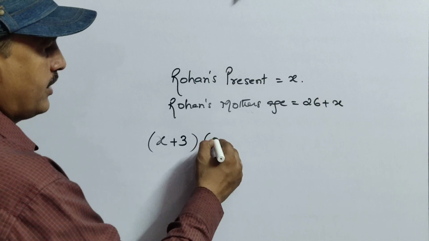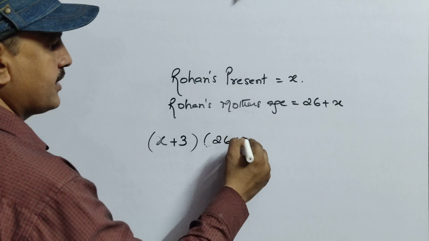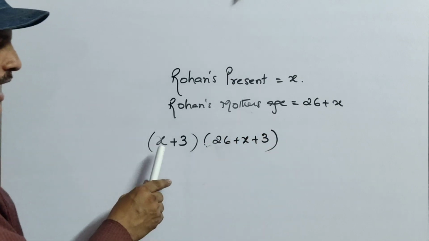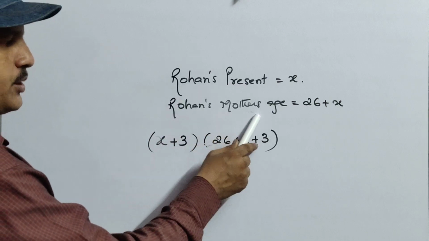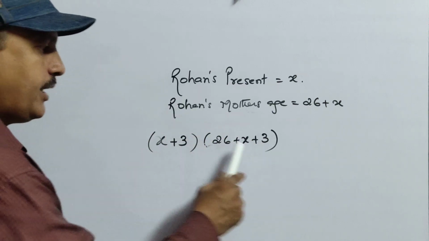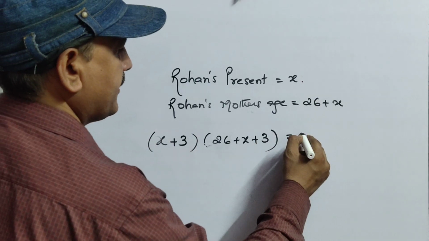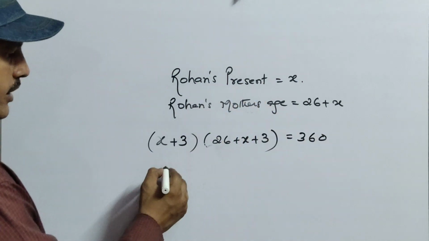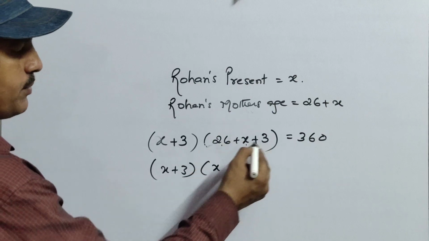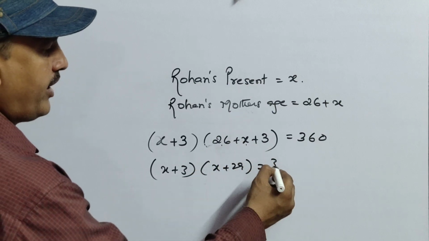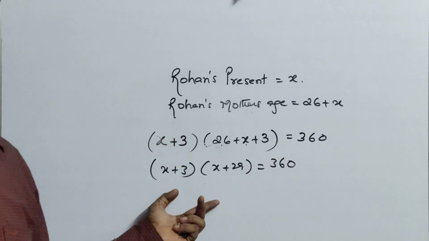That product, 26 plus x plus 3. That means you have to add 3 to both present ages, for Rohan's and also for mother's. Their product is how much? 360. So x plus 3, you can write x first. 26 plus 3 is 29. So if you simplify this, you are going to get the solution. That means a quadratic equation you are going to get.